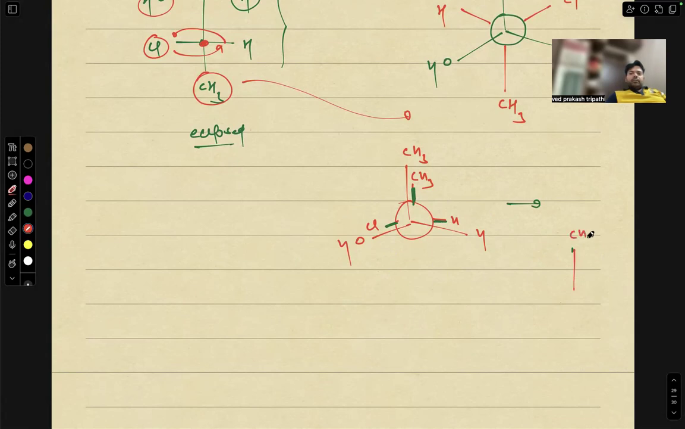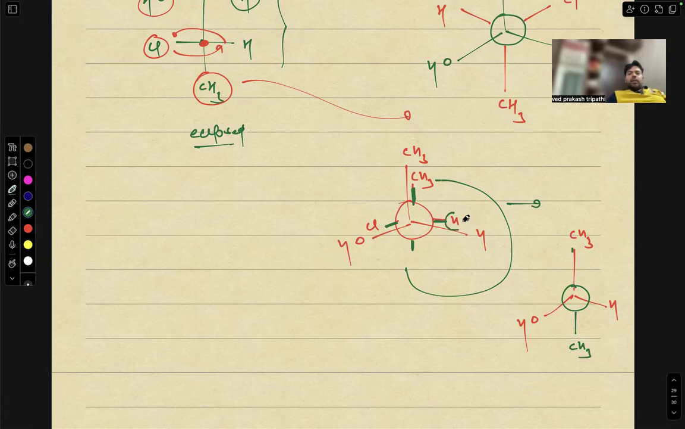Methyl, OH, H. And now I am going to rotate the rear carbon by 180-degree angle. So if you rotate 180-degree angle, it means this methyl would be here. So methyl. And this hydrogen, just 180-degree angle, so it should be over here. And chlorine should be here, chlorine.